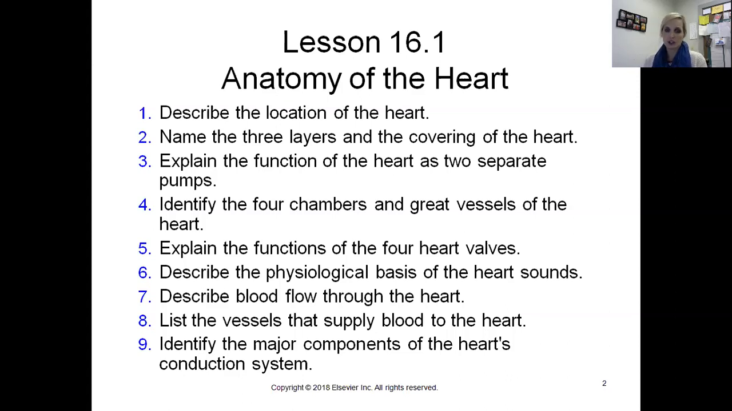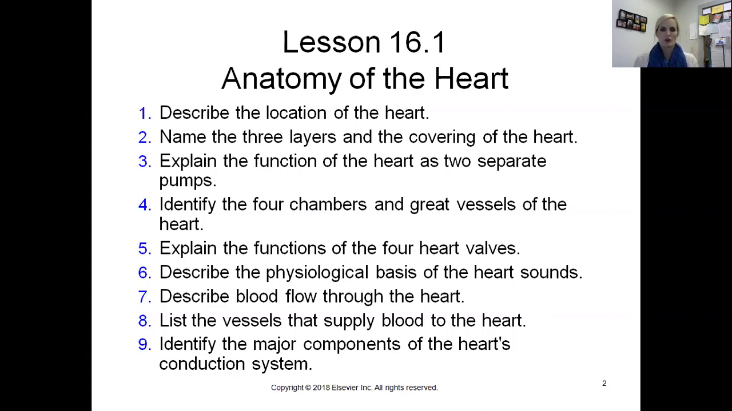So we'll look at the function of the heart too, as 2 separate pumps, and I'll show you guys what I mean by that. We'll take a look at the 4 chambers and the great vessels of the heart, and I'll show you these different parts, and I'll have a labeling diagram for you guys in this chapter as well. We'll take a look at the function of the different valves in the heart. There's 4 important valves in there. We'll look at the physiological basis of the heart sounds. So I'll explain to you guys what produces those sounds you hear when you're listening to a heartbeat.